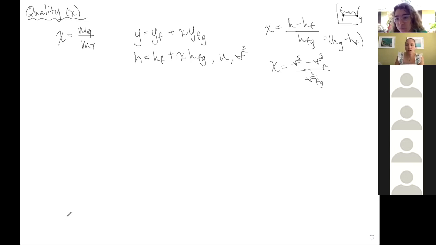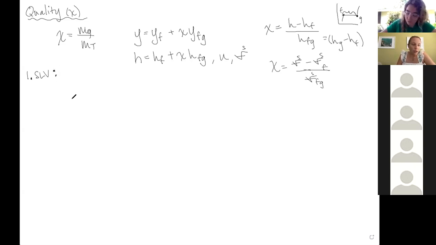So I want to review a little bit of saturated liquid vapor regions, superheated vapors, and compressed liquids. The first one I'm going to go over is saturated liquid vapors. So this is this region, the saturated liquid vapor region. We're at our saturation pressure and temperature typically.